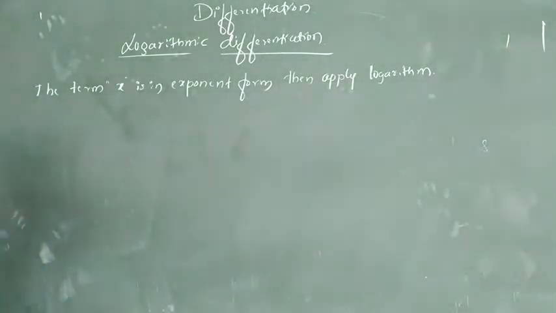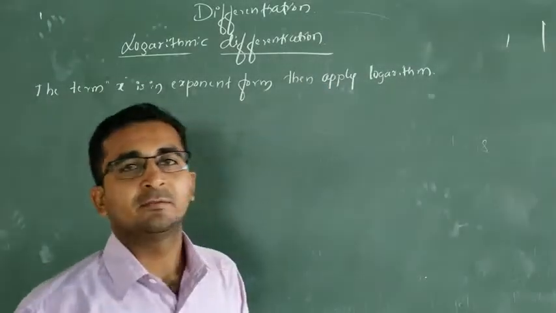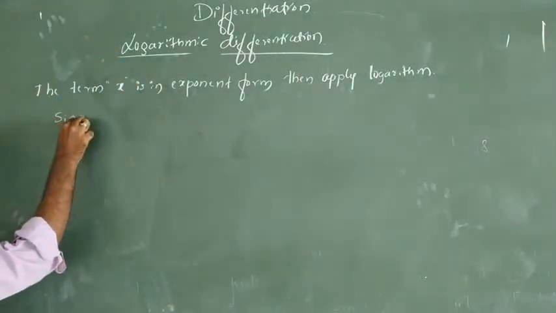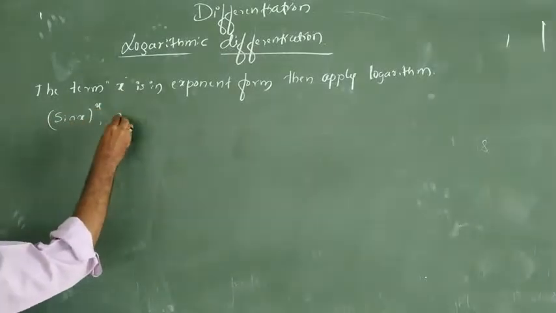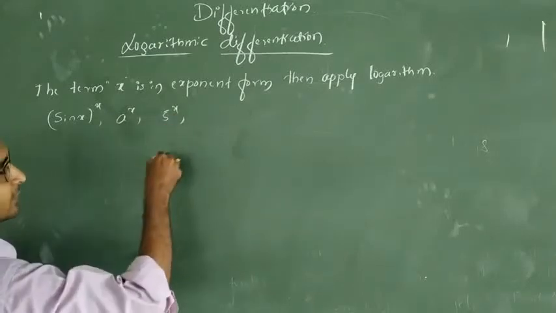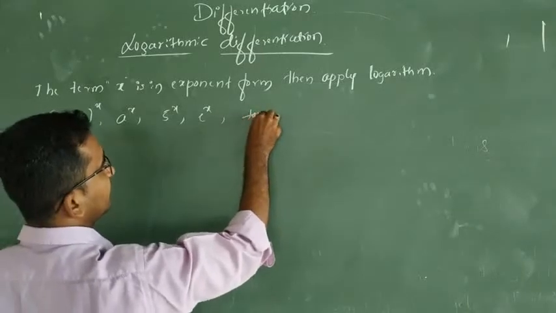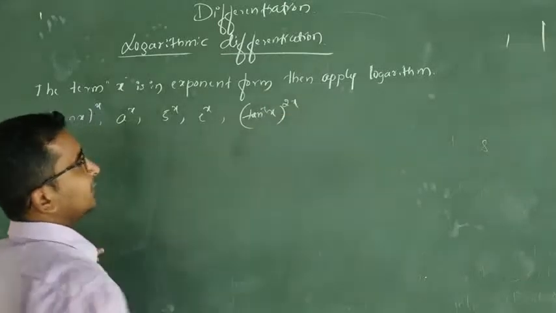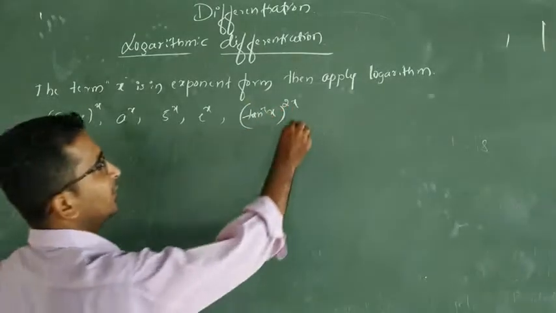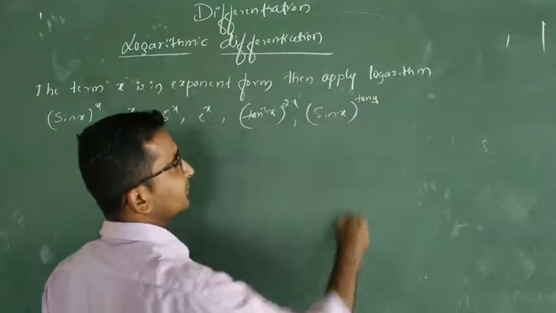So x is in the exponent form means it is in the ratio or in the form of the degree. For example, sin x whole raised to x, a raised to x, pi raised to x, e raised to x, and one more, tan inverse of x whole raised to 2x. Whenever the x term is in the exponent form, we can have an example like sin x whole raised to tan x also. Here also we have the x term.